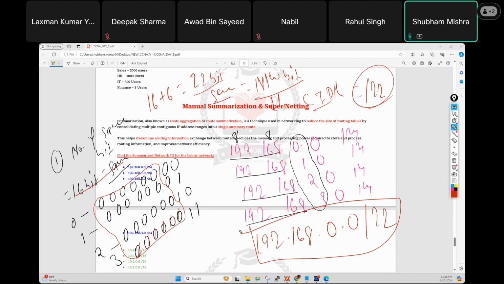Understand, everyone? So instead of writing all the 4, you can write only this one. Even you can prove it. See here, how can you prove? This is the ID we got right now.